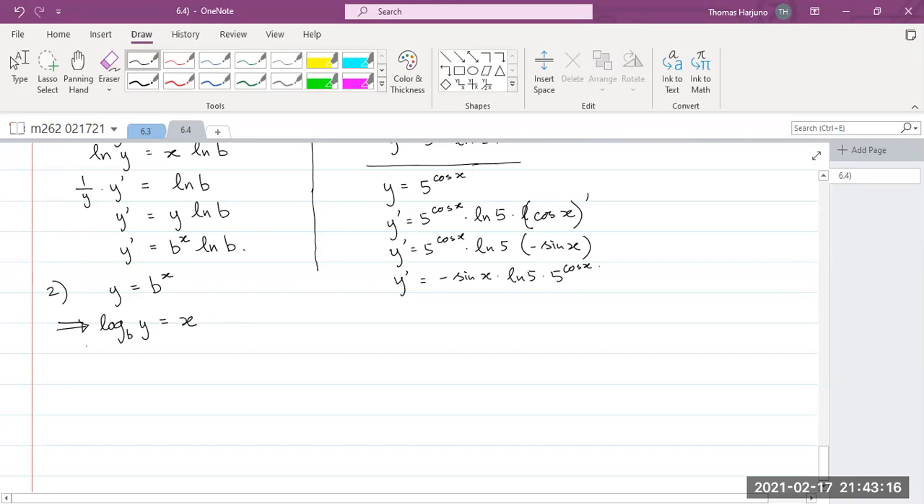But what if we have a different base? Then I do 1 over natural log of b first, the change of base part, times 1 over y times y prime equals the derivative of x, which is 1. So what I did here is implicit differentiation. Then y prime equals y times natural log of b. But the y is b to the x.